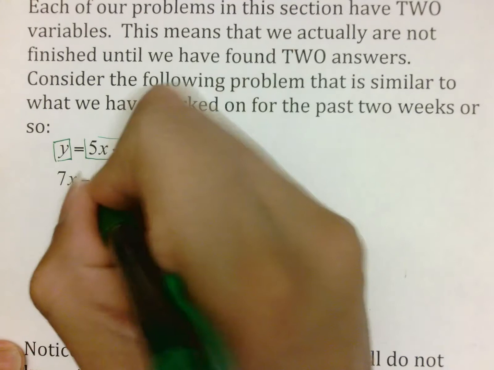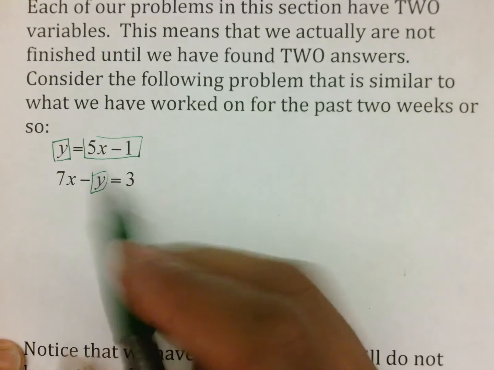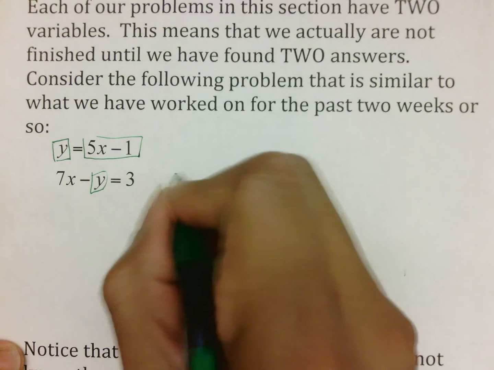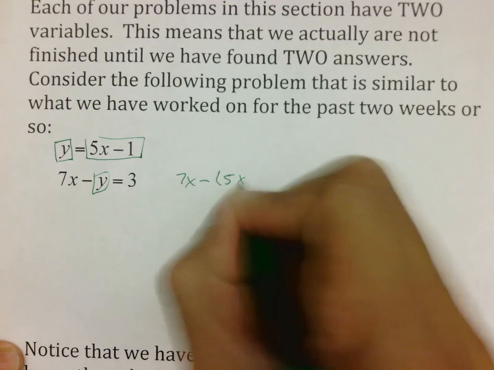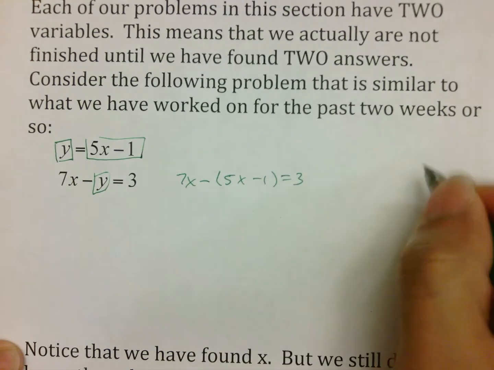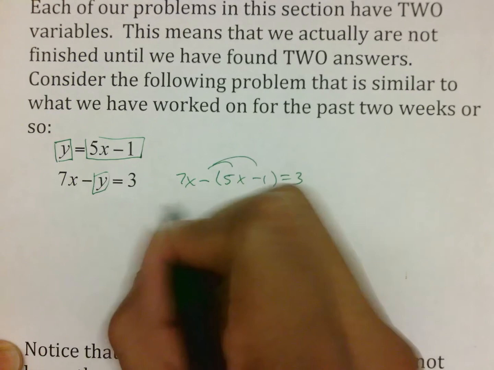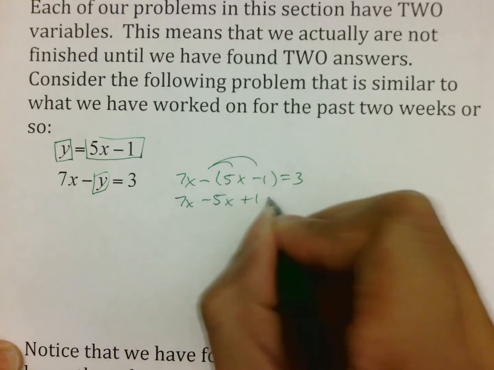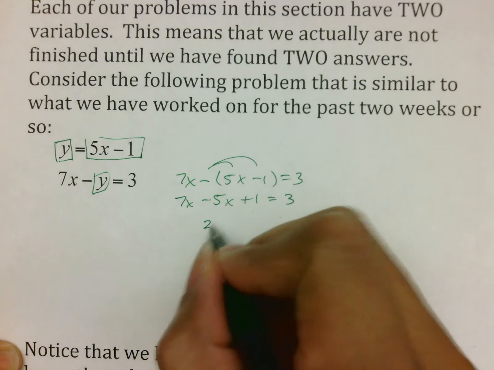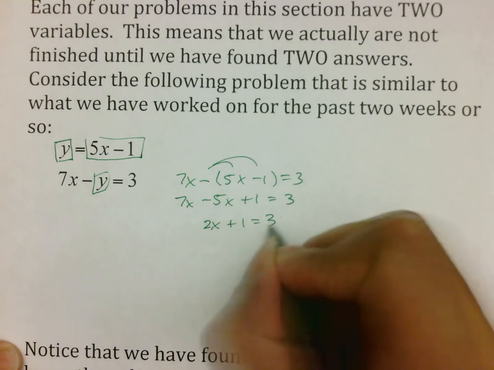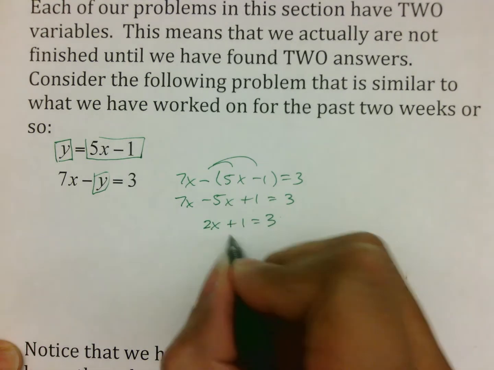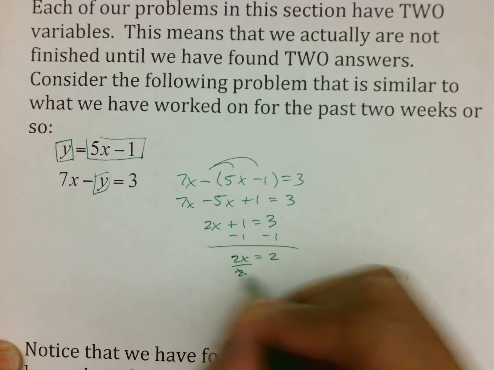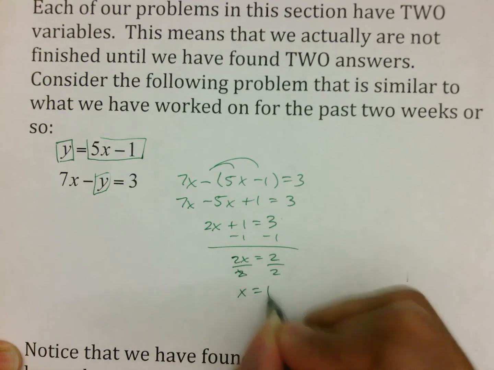So we put the y in the box, we put the 5x minus 1 in the box, we put the other value in the box here. You end up with 7x minus parentheses 5x minus 1 equals 3. Remembering that this negative switches both of those around, we got 7x minus 5x plus 1 equals 3, which turns into 2x plus 1 equals 3. You then solve that, as we have all this week, to find out that x is 1.